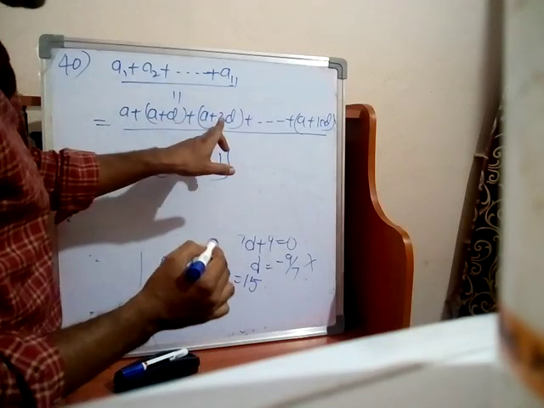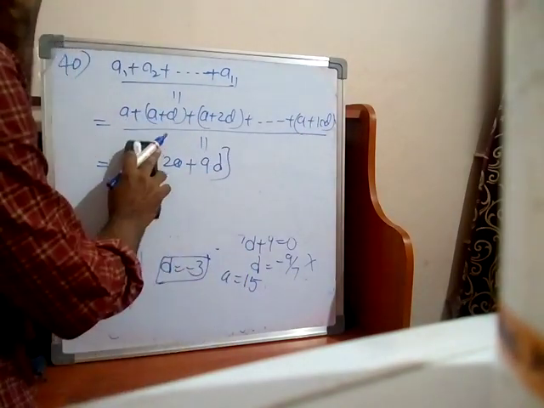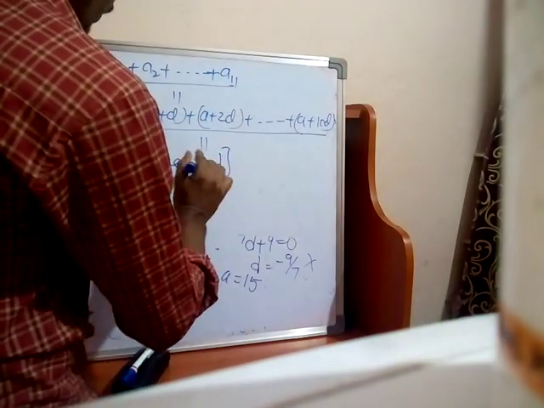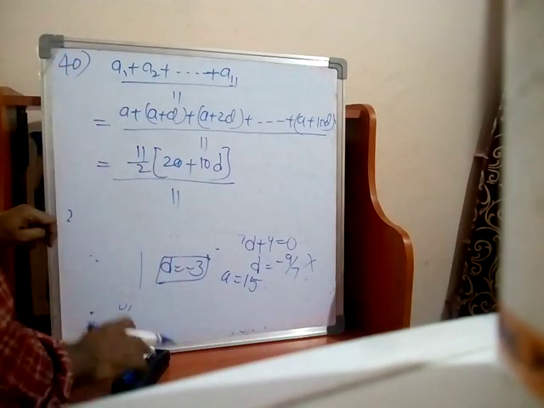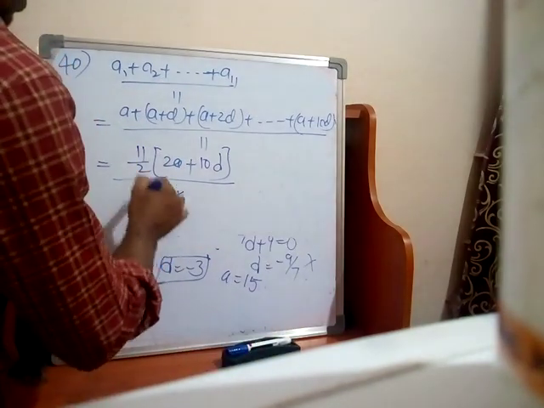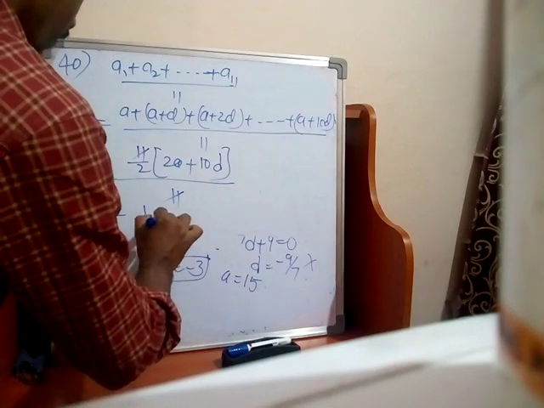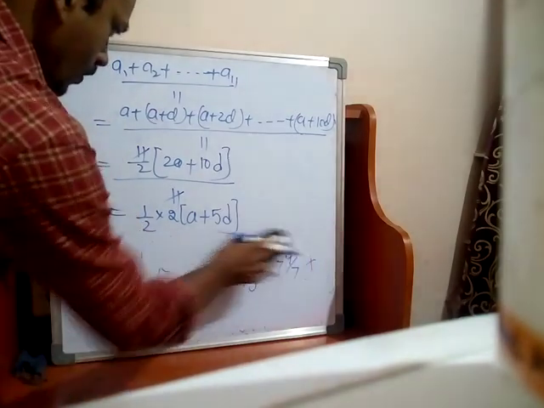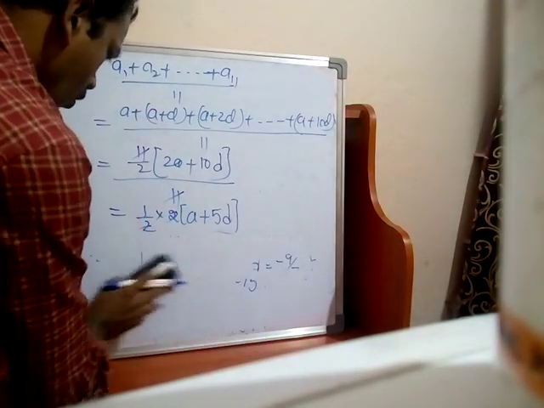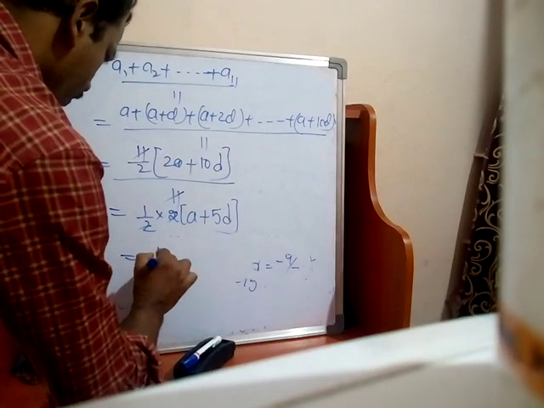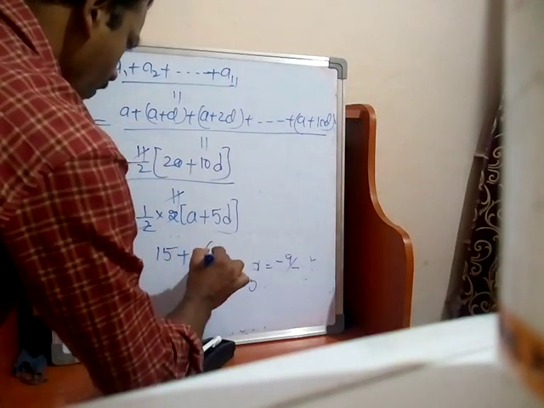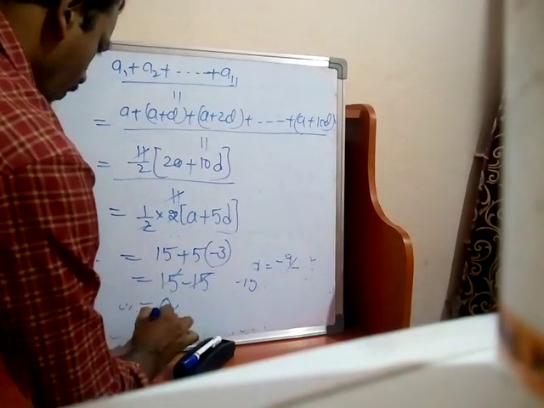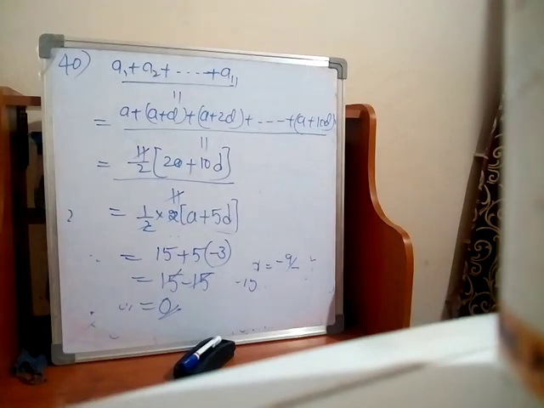Sorry, no, 11 terms. Sum of 11 terms, not 10 terms, 11 terms. 11 by 2 into 10, like this, by 11. Okay, so 11 and 11 cancel. 1 by 2, by taking common 2, a plus 5d. So here, a is equal to how much? A is equal to 15 plus 5 into, what is the d value? Minus 3. So 15 minus 15. So the final answer is 0. We get final answer 0.